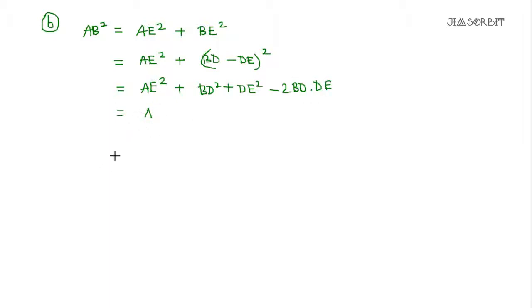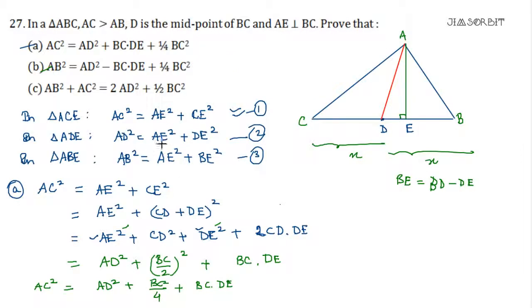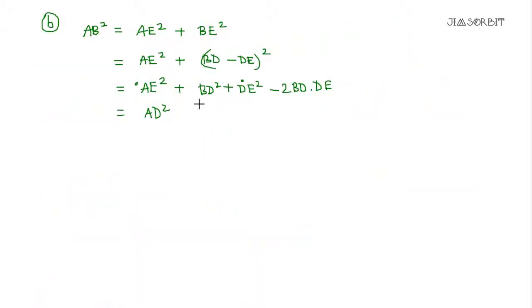So we have got, now again notice this, AE and DE, again they will make that AD. In the last step we have also done, we are using the second one quite a lot. So AE plus DE square, this will give us AD square. Okay. So this will be left out, BD.